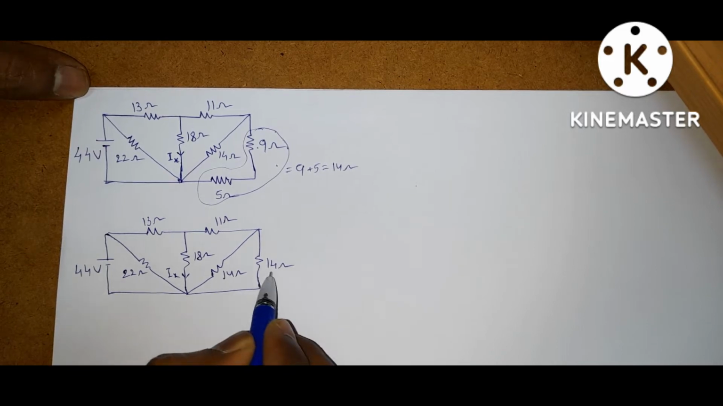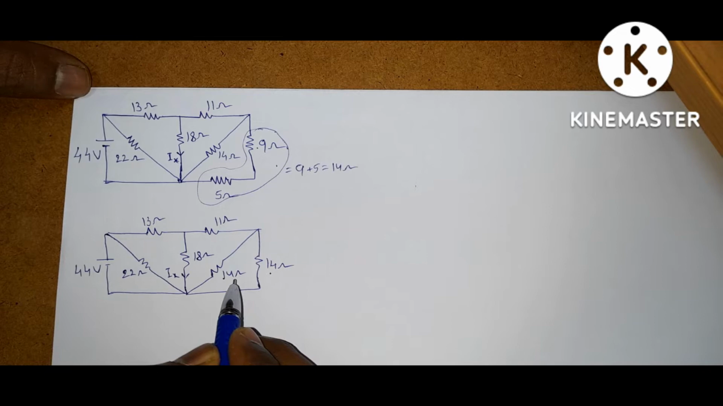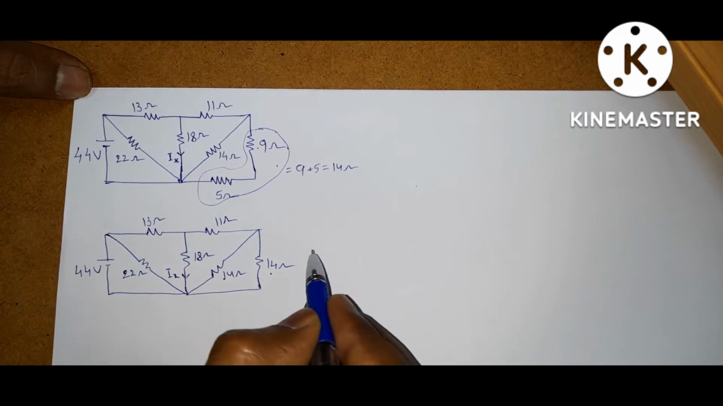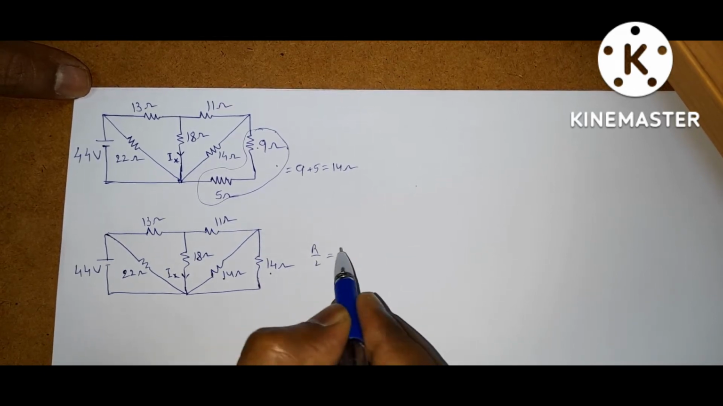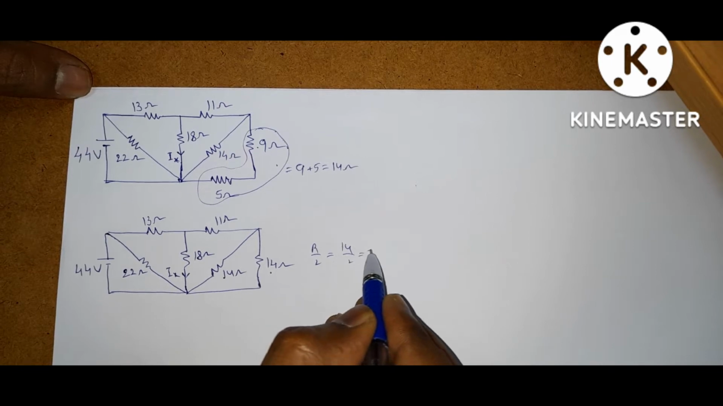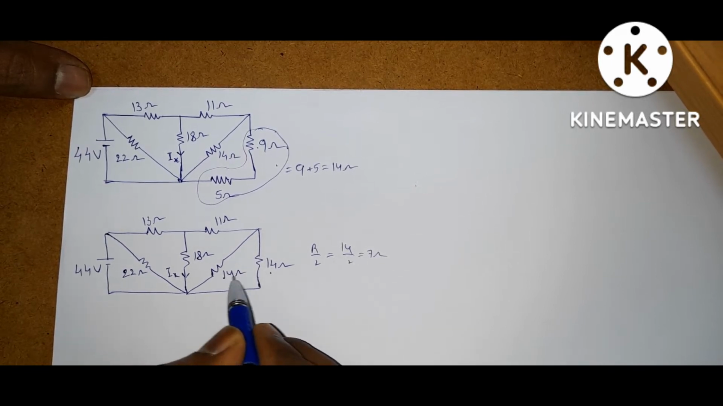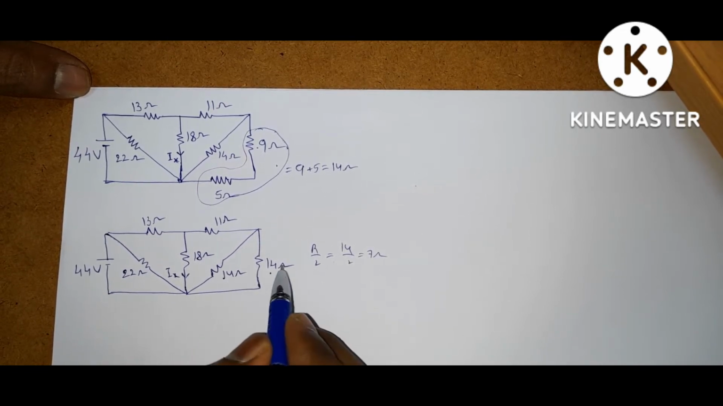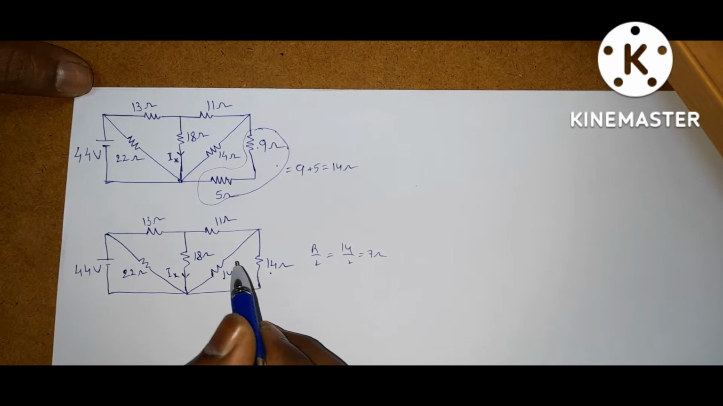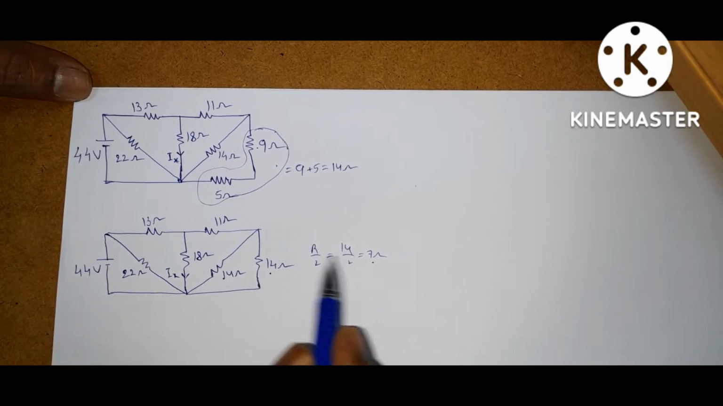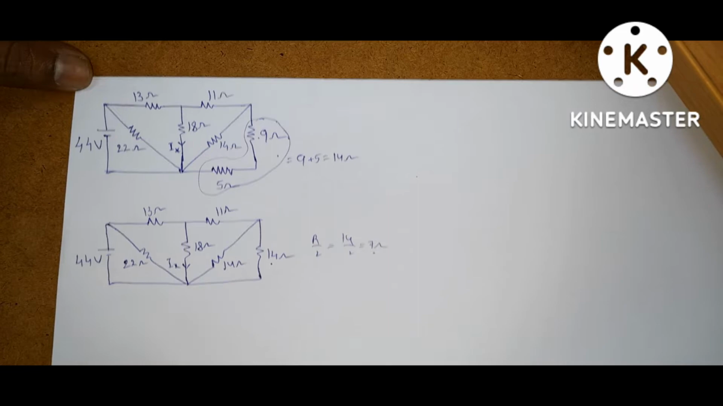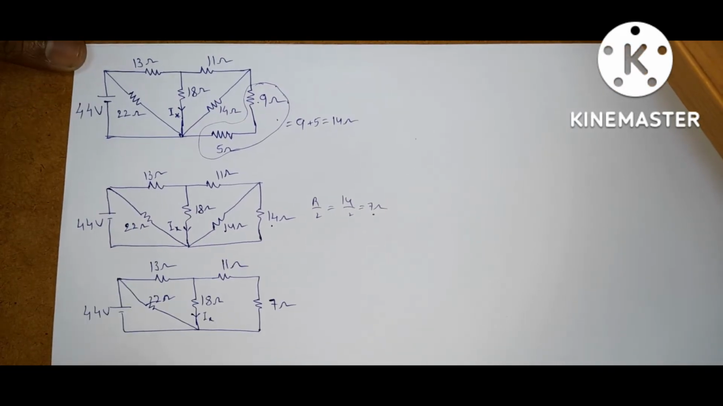This 14 ohm resistor and this 14 ohm resistor are in parallel. If two equal resistors are connected in parallel, what is the equivalent? R by 2. So R by 2 means 14 by 2, 7 ohms. Or you can write R1 R2 by R1 plus R2. So 14 into 14 by 14 plus 14, you will get 7 ohms. So this is 7 ohms. Then the circuit becomes like this.